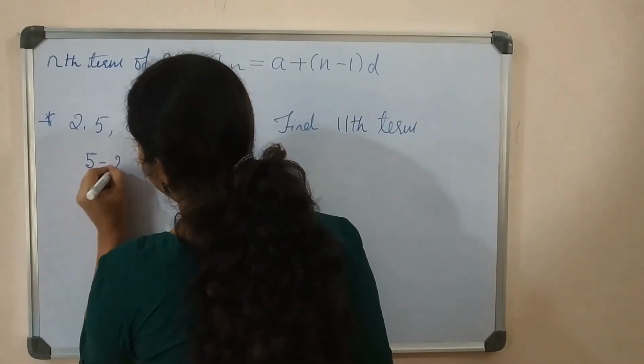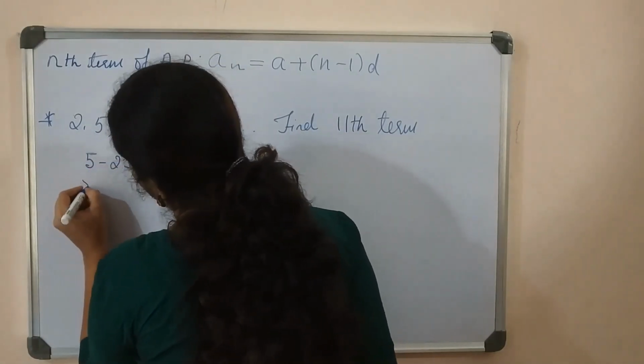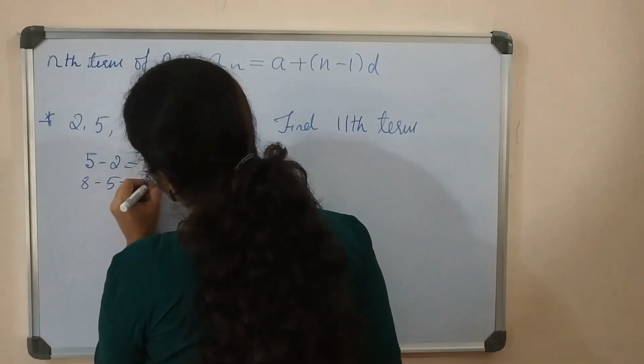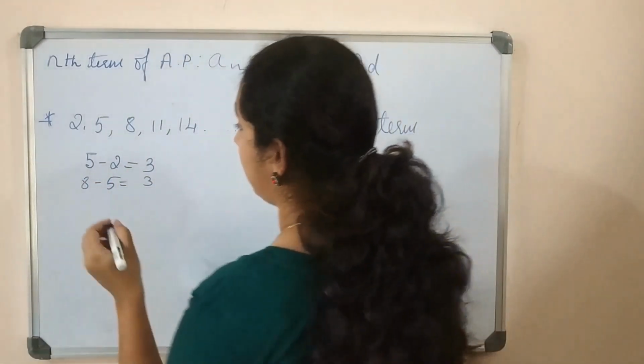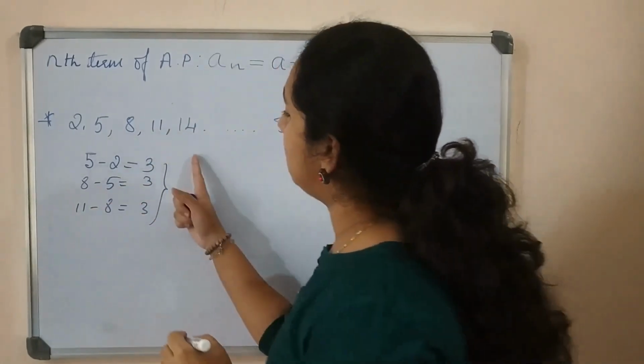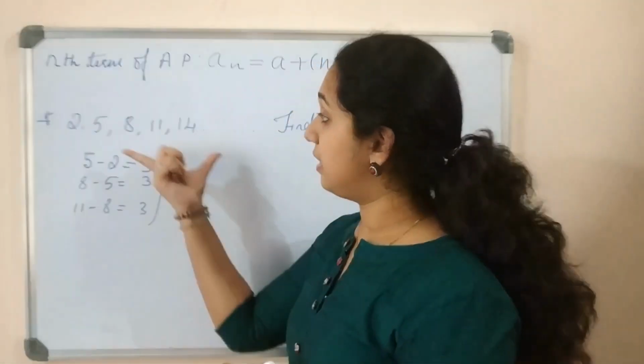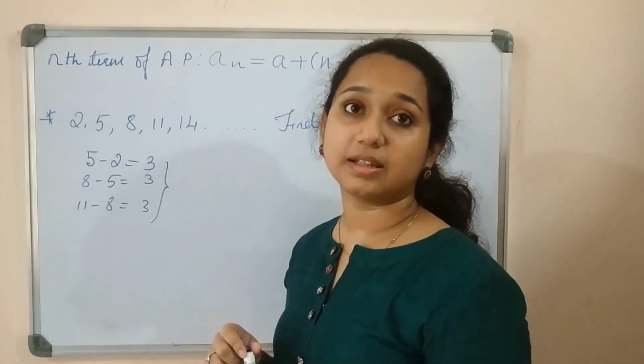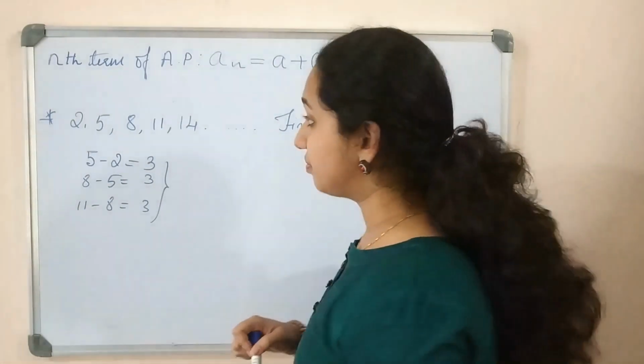So 5 minus 2 is equal to 3. 8 minus 5 is equal to 3. Okay, and I'll take one more term. 11 minus 8 is equal to 3. So all three have the same constant difference. Therefore the given series is an arithmetic progression.